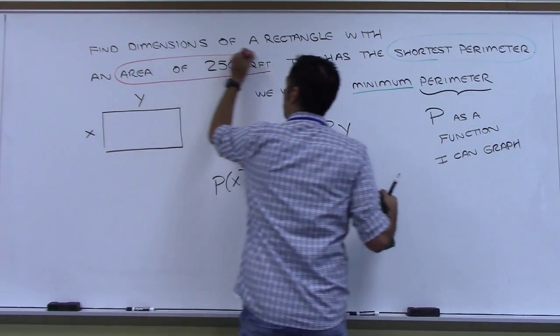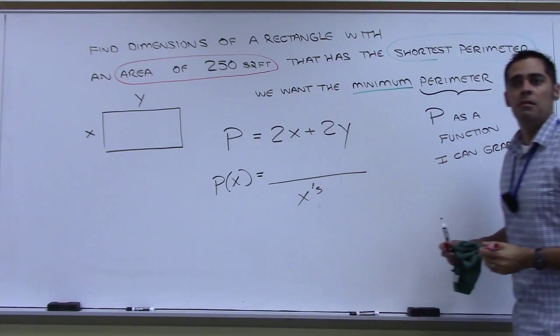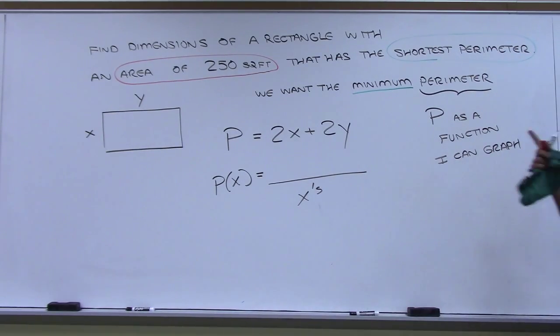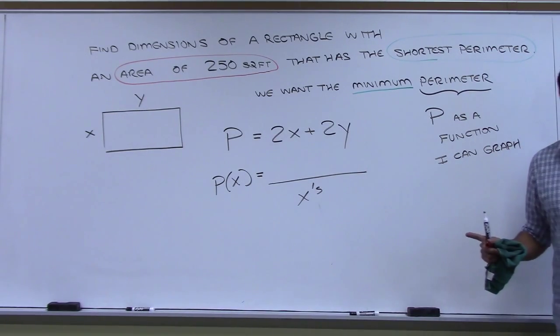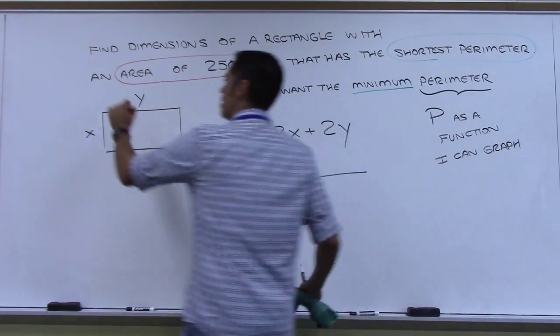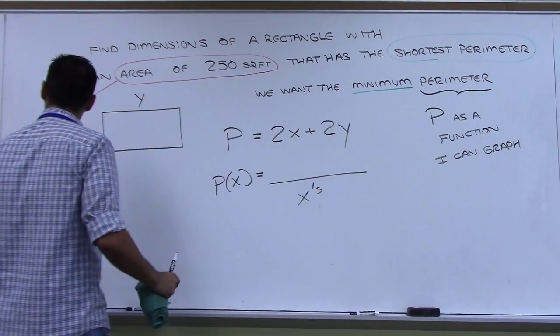We know that this can't be just any rectangle, right? It has to be a rectangle with an area of 250 square feet. This is what we call in these problems the constraint.